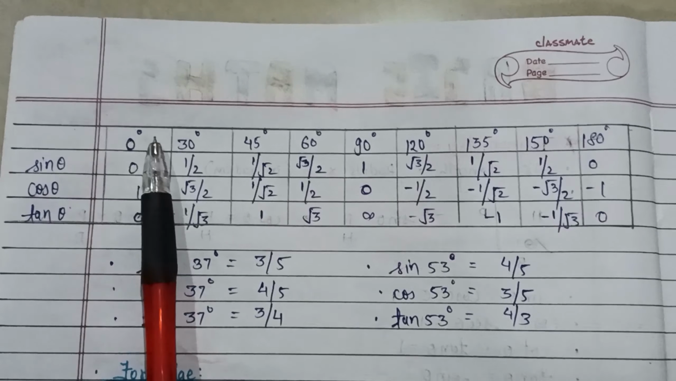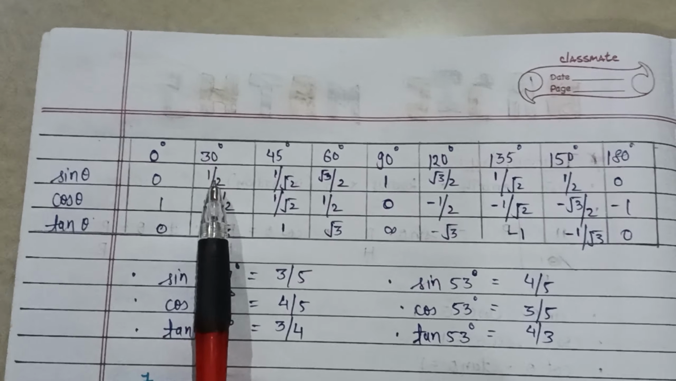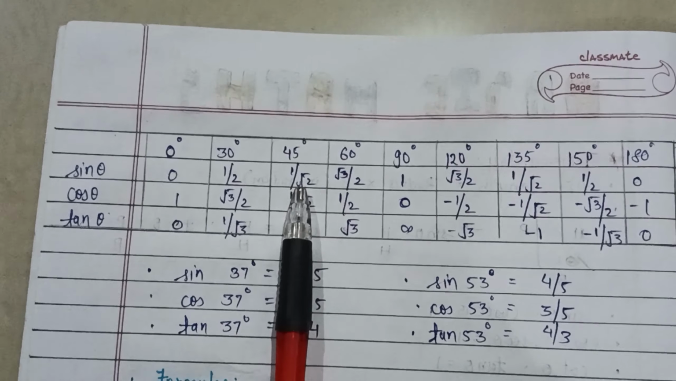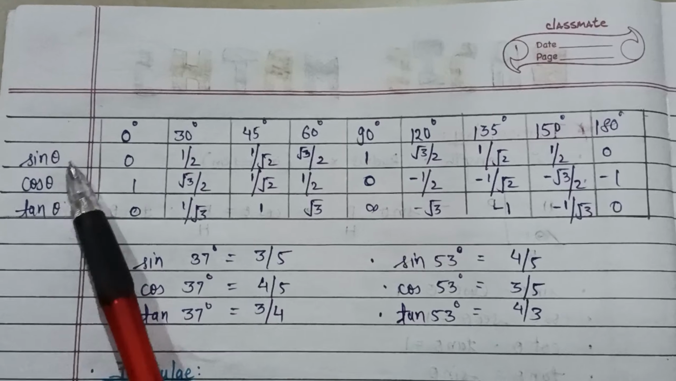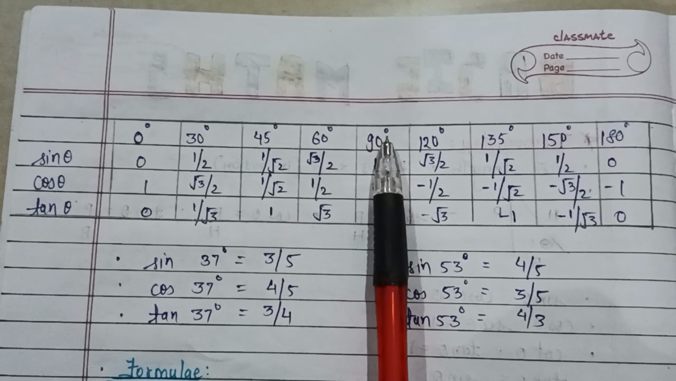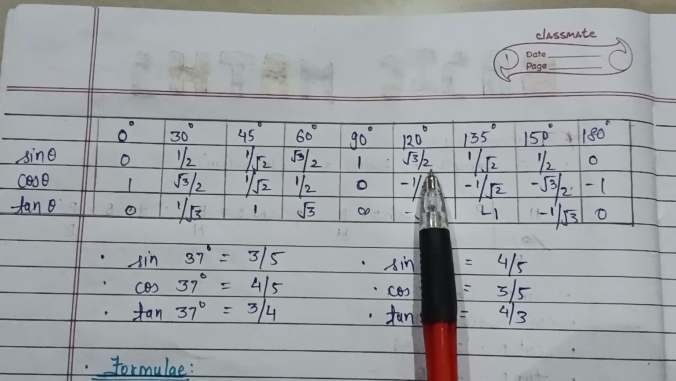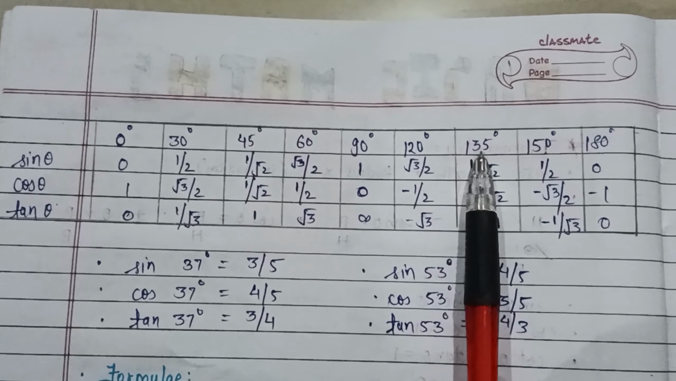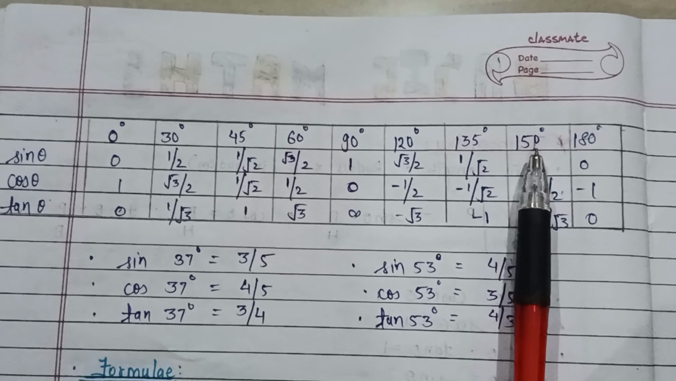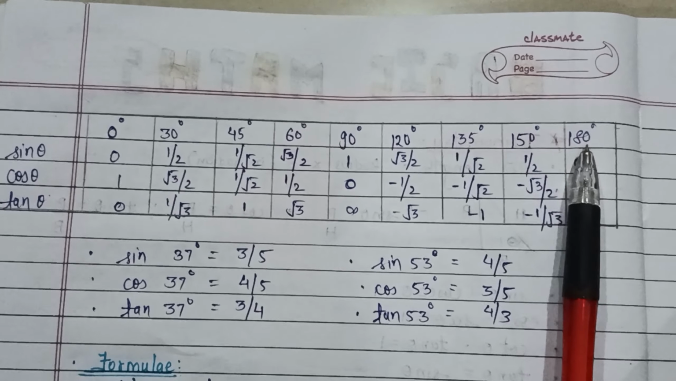So sin 0 degree is equal to 0, sin 30 degree is equal to 1 by 2, sin 45 degree is equal to 1 by under root 2, sin 60 degree is equal to under root 3 by 2, sin 90 degree is equal to 1, sin 120 degree is equal to under root 3 by 2, sin 135 degree is equal to 1 by under root 2, sin 150 degree is equal to 1 by 2, sin 180 degree is equal to 0.